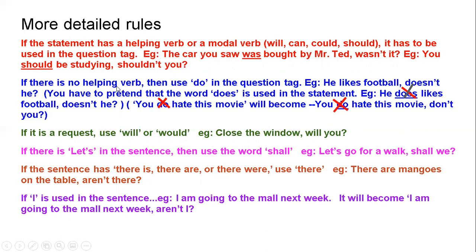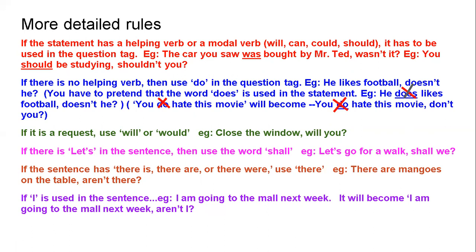If there is no helping verb, now we've gone through these two cases, look at your sentence carefully. Check if it has a helping verb, then you know what to do. Check if it has a modal verb, then you know what to do. If it doesn't have either of these, it has no helping verb, then use do in the question tag. For example, he likes football, doesn't he? Now, why are we using the word doesn't? He likes football, doesn't he? Why are we saying doesn't? There's no does anywhere in that first part of the sentence. So, why use doesn't in the question tag?